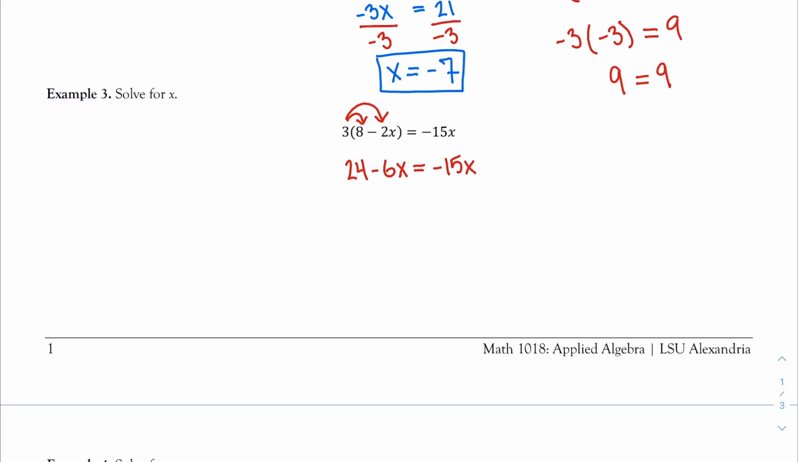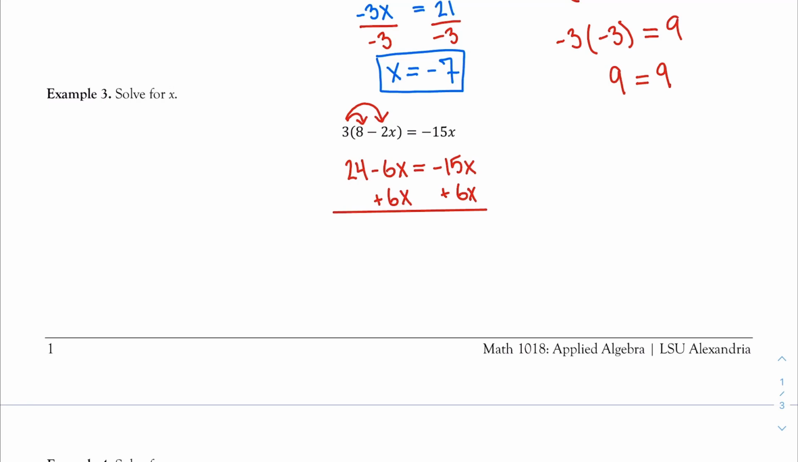Continuing from here, my next step is moving all of my x's to one side and all of my numbers to the other. Usually we've been keeping our x's on the left, but really there's been nothing keeping me from moving the x's to the right. In this case, it's going to be a little bit more convenient for me to move my x's to the right. In other words, let me say plus 6x to the left and to the right.